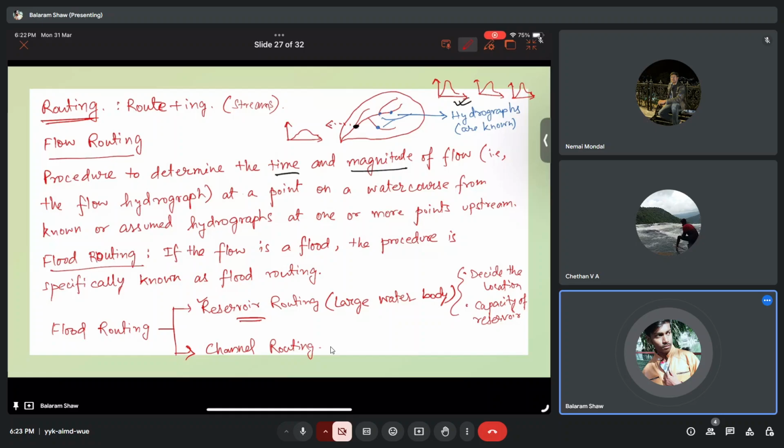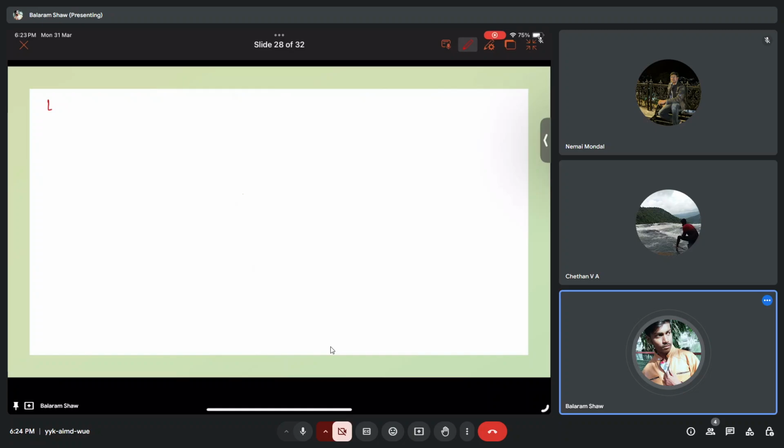Okay. Now coming to the effect of reservoir on a flood hydrograph. This is a very important concept. Let's see that.